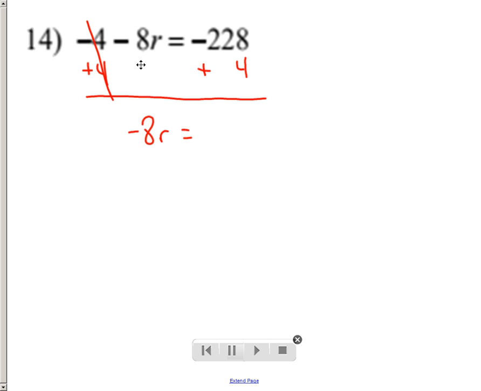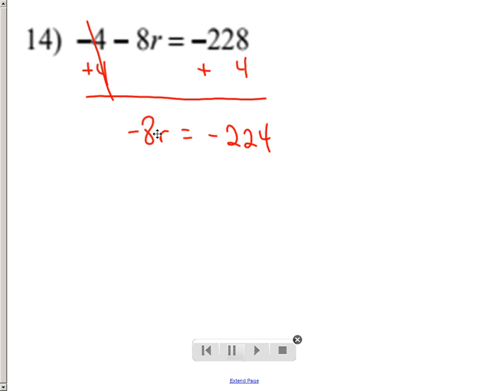Negative 8r drops down. Make sure that we don't forget that minus sign to come down with it. So it's negative 8r equals, since they have different signs, we would subtract. 228 minus 4 is 224. 228 is definitely further from 0, so we still have negative sign for the answer.